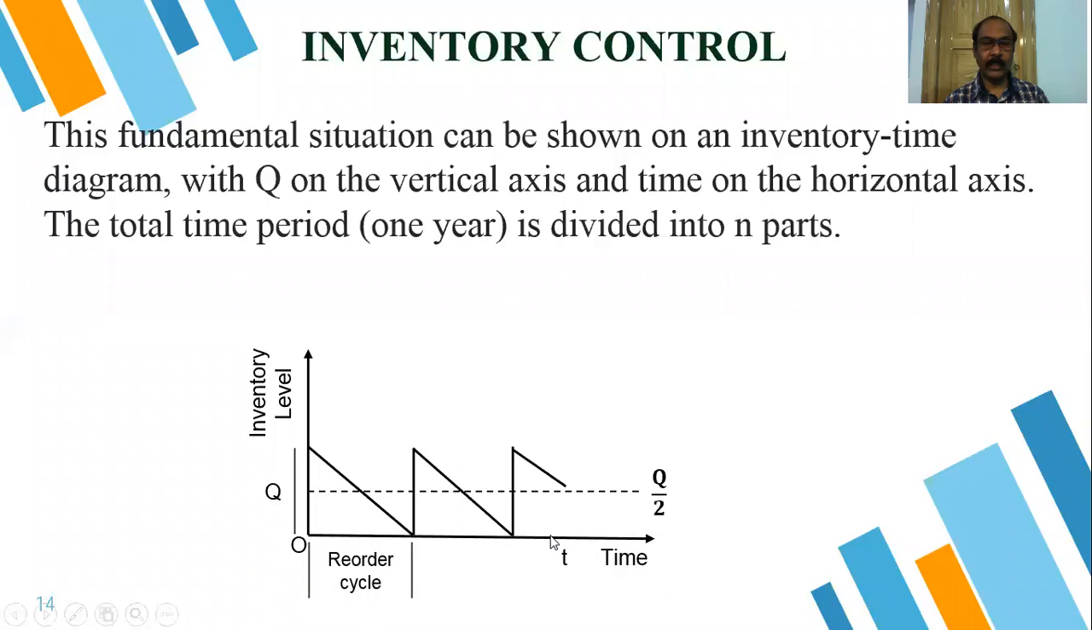This is T, this is also T, this is also T. So we divide the one year into n number of intervals. Each time interval is T. This is Q, this portion, and this portion is T. If we start our production from here, this much is our inventory stock, the height of the inventory. O is our start point, that means the time is 0.